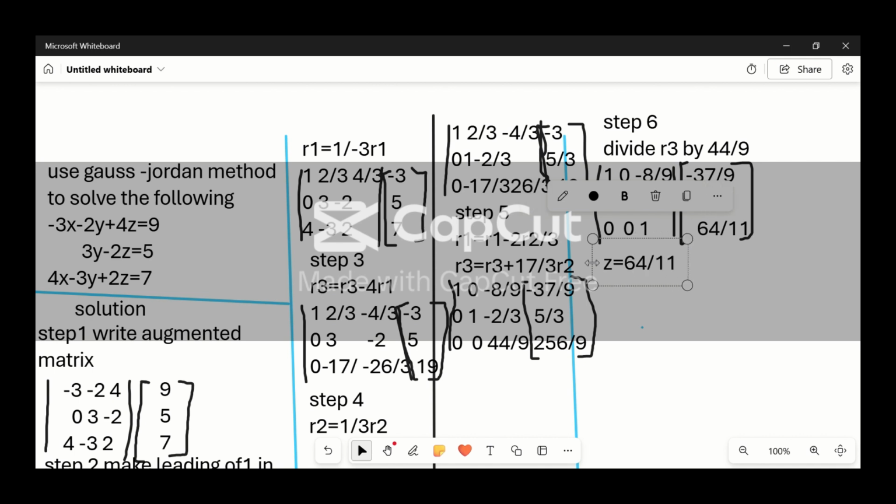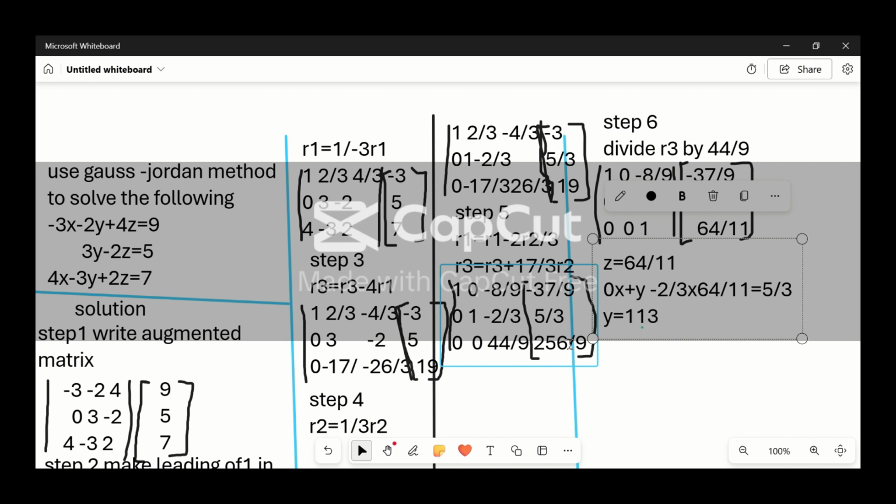After getting z, you can replace it in the second row, where we have 0x, then plus y, then minus 2 out of 3 z. So it's minus 2 out of 3 multiplied by 64 out of 11, which will be equal to 5 out of 3. This will give us y equal to 113 divided by 11. This is the second solution.